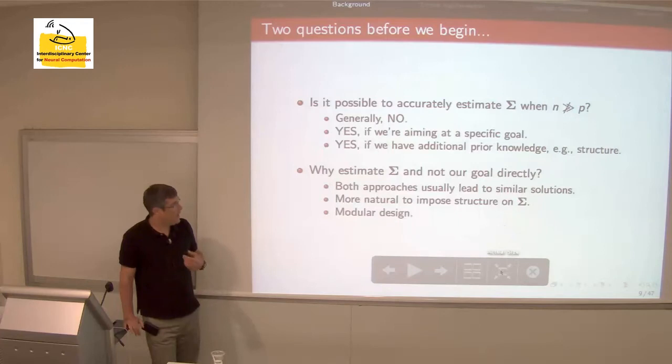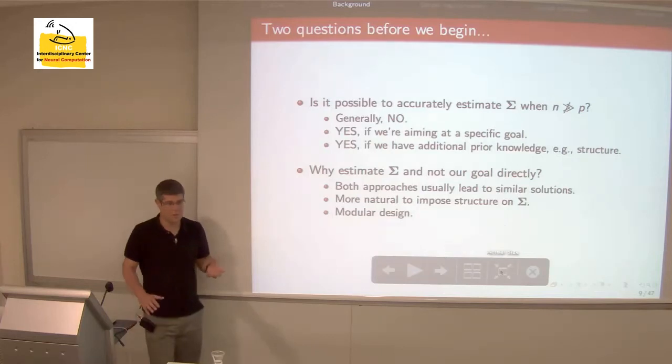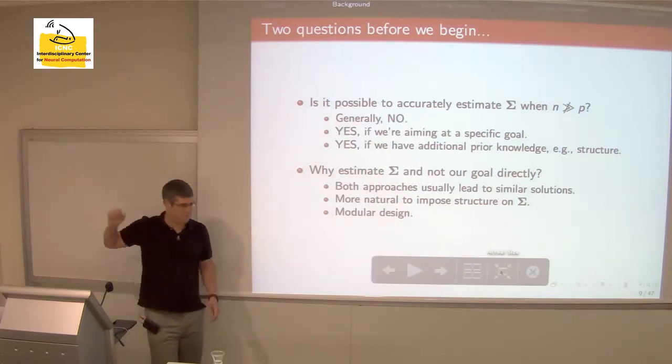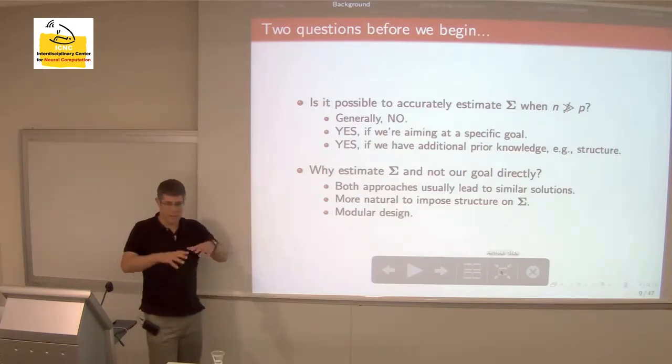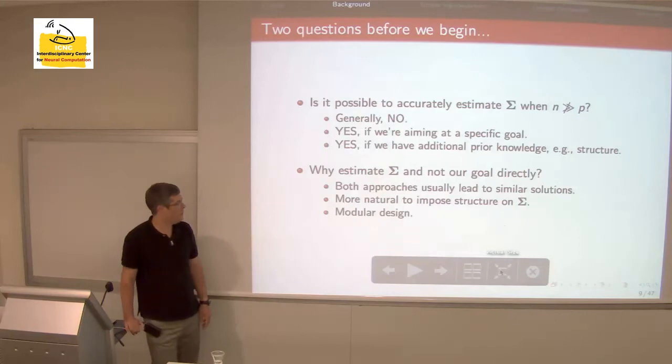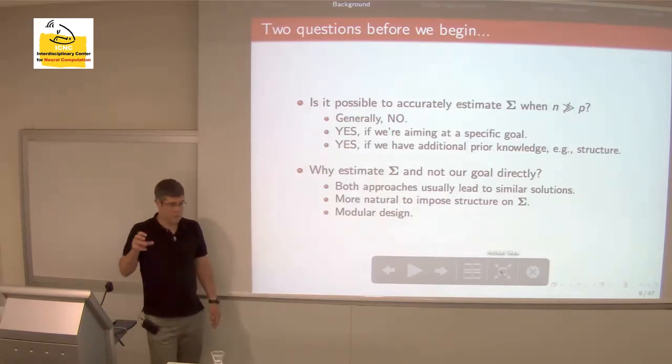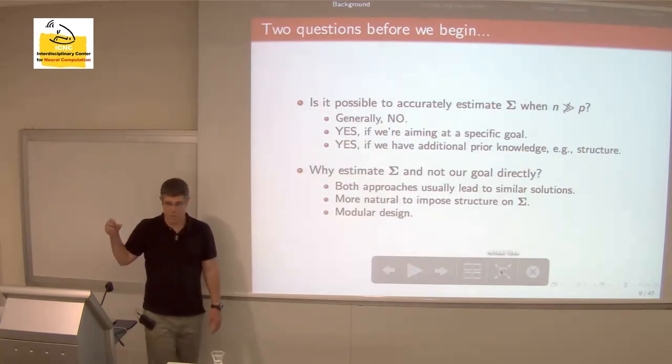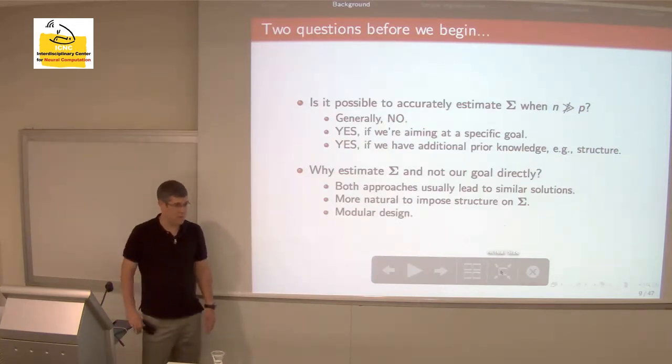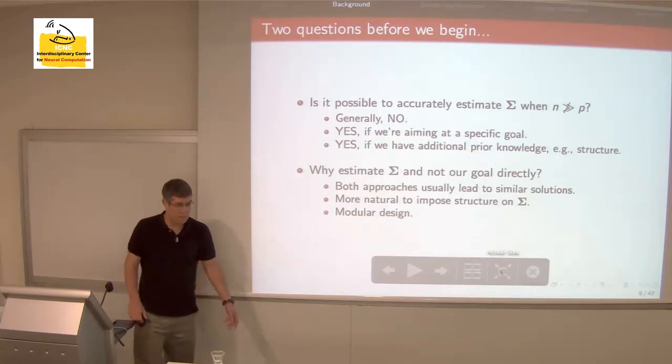I think it's more natural to impose structure and prior knowledge usually on the covariance and not on your high-end goal. Because when you look at the rooms there in Berkeley, you can really see which ones are correlated. And correlation has a lot of intuition to us. And modular design, which is when you can just use it as a black box in different algorithms, and every time all you need to change is the black box instead of changing the whole algorithm. And in this sense, it's better.